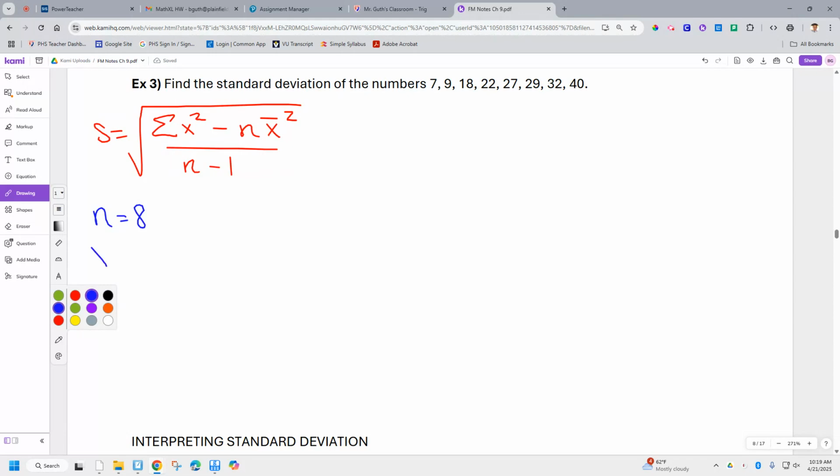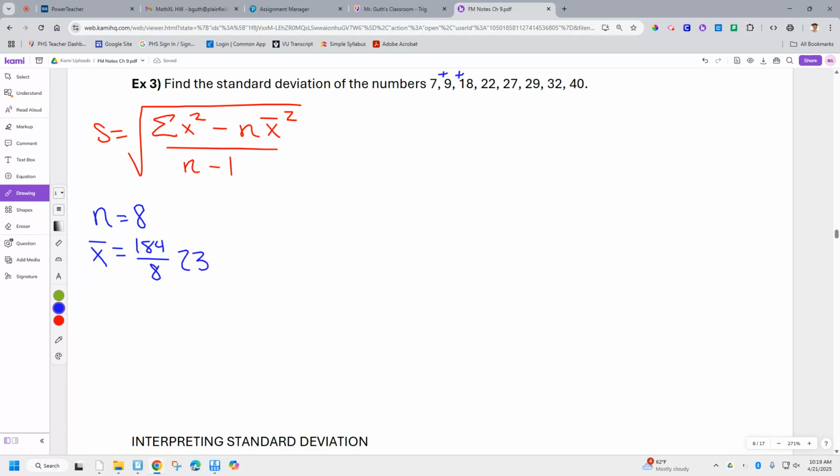X bar is the mean of those numbers, so we know how to do that. We're going to add them up and divide by 8. We add those numbers up, add those together, plus, we get 184. But to find that mean, we're going to divide by the number of numbers. 184 divided by 8 is 23.